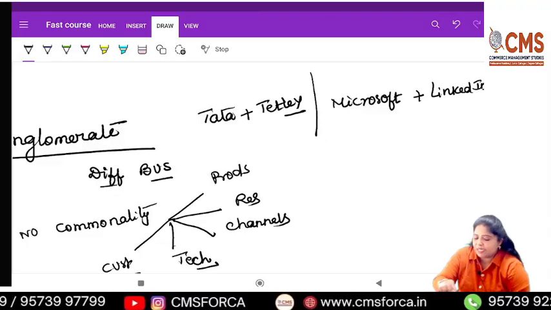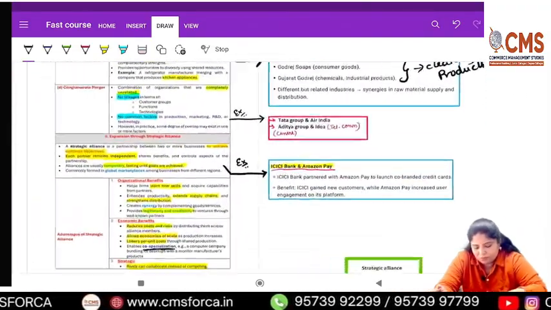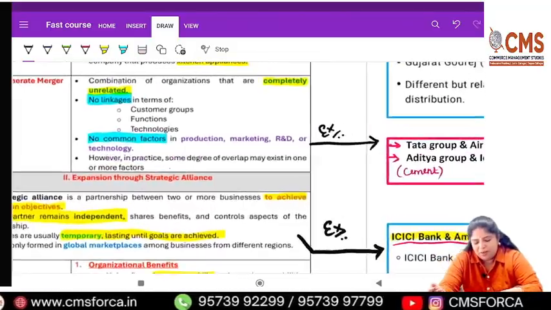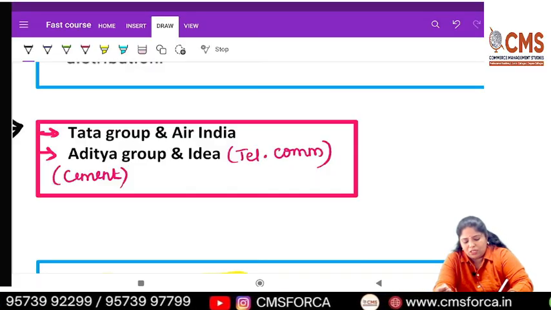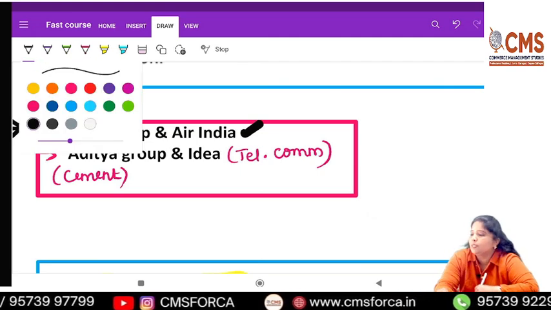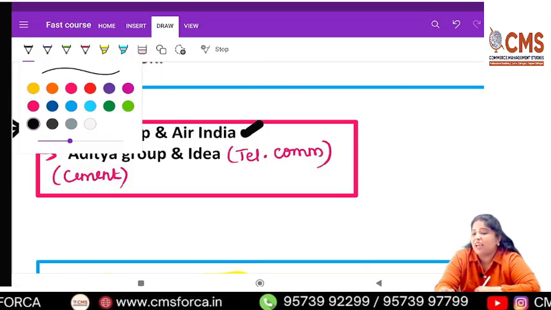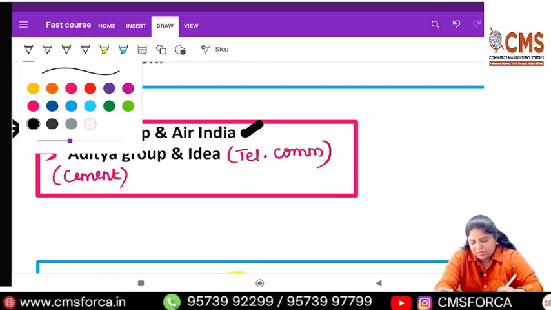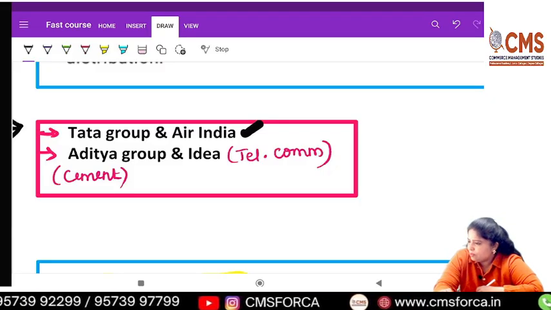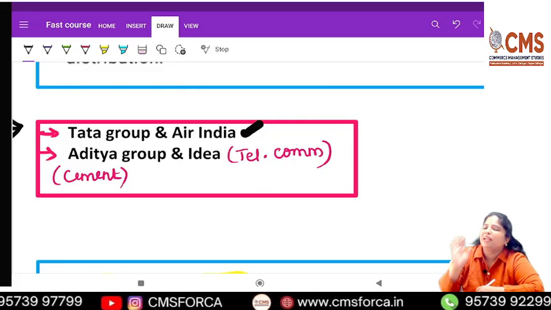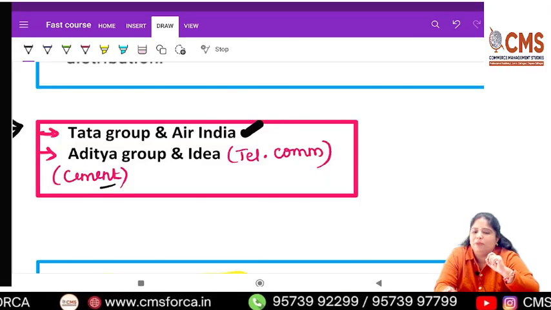Shall we talk about the next external growth strategy? Yes, before we move further, I have a few examples here, as you can see. A merger that happened between Tata Group and Air India. What merger is this? Air India is into aviation. Conglomerate, because they are completely disjoint. Next, we have Aditya Group and Idea. Idea is into telecommunication. Aditya Group is into multiple businesses, but it started with textiles basically. So that is also a best example you can give for conglomerate merger.